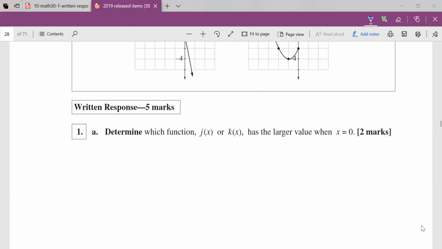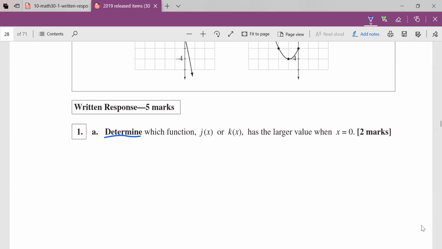So here we go. Determine which function, j at x or k at x, has a larger value when x is equal to 0. So the word determine is one of your directing words. It means you better show me some work, okay? If it said state, you can just put your answer. But the word determine in 30-1 means show me some work. Okay, so let's go figure these out.